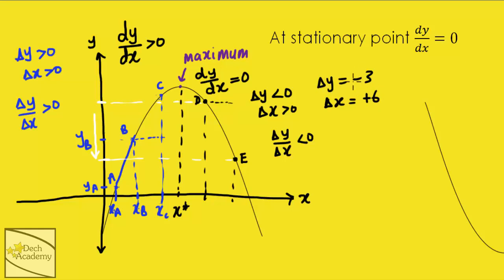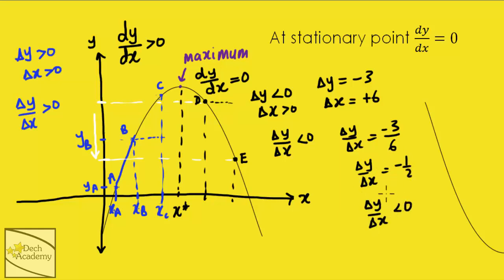A negative change in y means the y coordinate decreases. So what you have is delta y over delta x being equal to minus 3 over 6, which means delta y over delta x is a negative number, minus 1 over 2. So delta y over delta x is less than 0. The main point here is that to the right of the maximum, dy/dx is less than 0. To the left of a maximum, dy/dx is greater than 0.